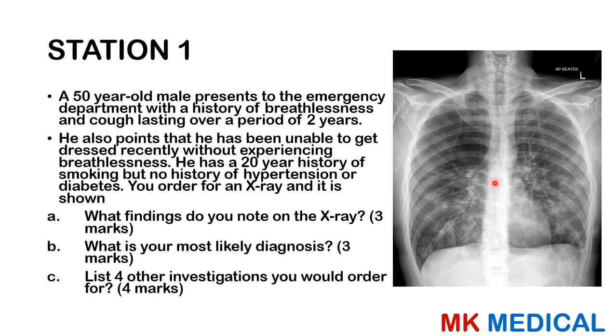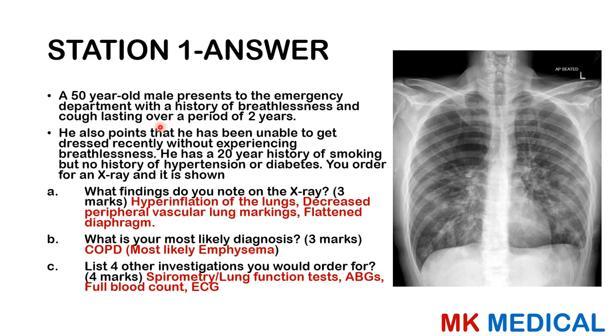But let me give you a background before we go into the answer. Remember, this is a 50-year-old man, and they've come in with these respiratory symptoms that are lasting over 2 years. They have come in with breathlessness and cough. So you can already tell that this person has some sort of respiratory pathology. And given that this person has a 20-year history of smoking, this should also be pointing you towards things that you must be looking for on the X-ray. So what exactly do we see?